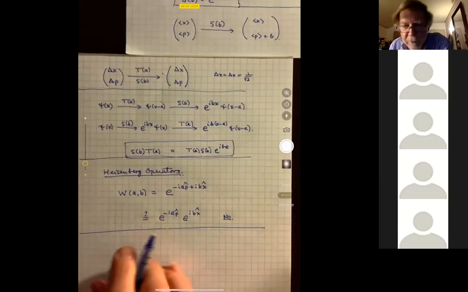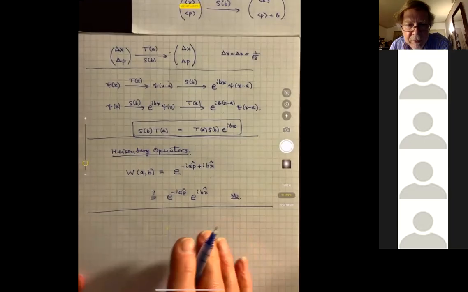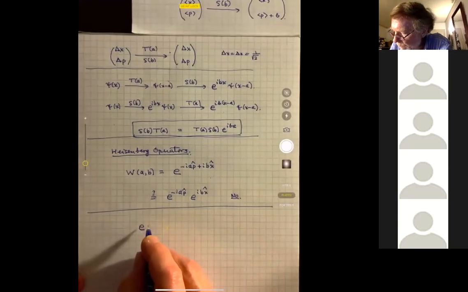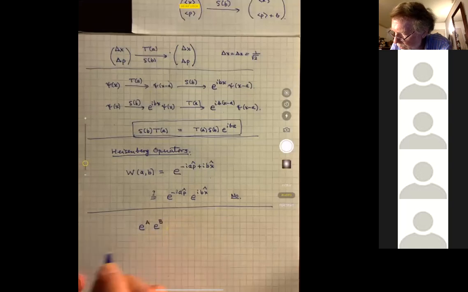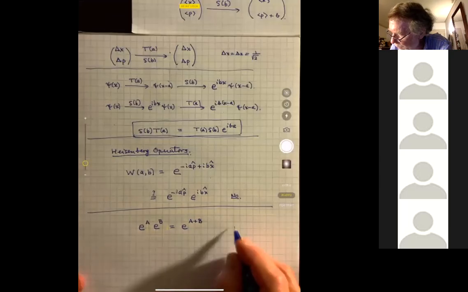This brings up a theme which is going to appear a number of times in this course. It's worthwhile pointing out now the issue that's involved. If you have numbers A and B, that is to say, if A and B are C numbers, then there's the obvious identity that e to the A times e to the B is equal to e to the A plus B. This is because they're C numbers.